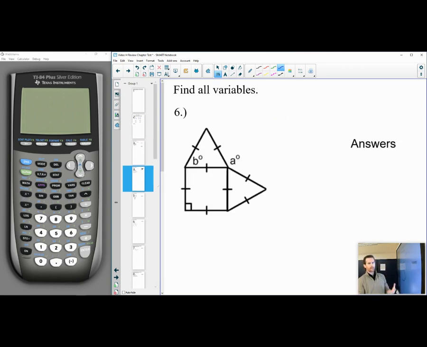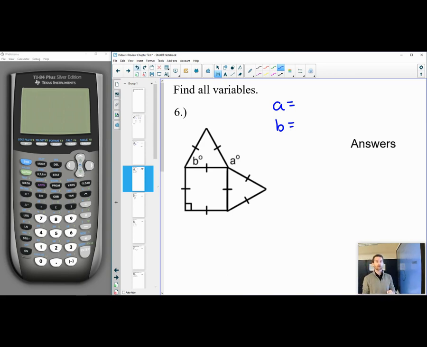Take a look at number 6, same directions, finding all variables. So we've got to find a and b. There are a few different places we could start here. I would probably start with the triangles, because looking at this triangle and this triangle, I immediately see that they are both equilateral. Now, we have no idea how long the sides are. We know the sides are all going to be equal, but we don't know if these sides are like 2 inches or 2 miles. We've got no idea.